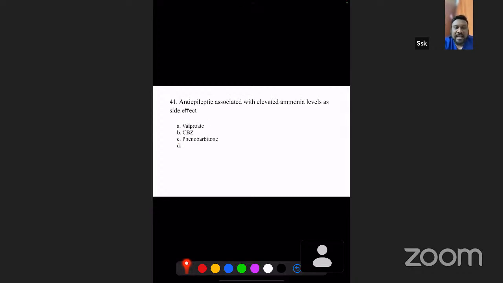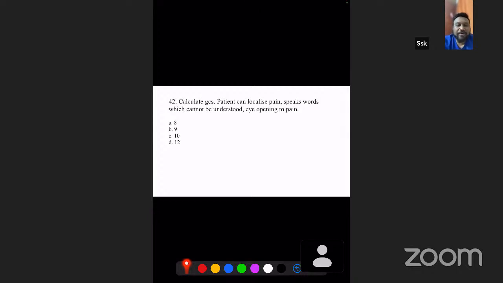Antiepileptic effect: which antiepileptic is associated with elevated ammonia levels as a side effect? Is it option A valproate, option B carbamazepine, or option C phenobarbital? The answer is option A, valproate. Valproate is the one that is associated with elevated ammonia levels. Hyperammonemia is a feature of that.